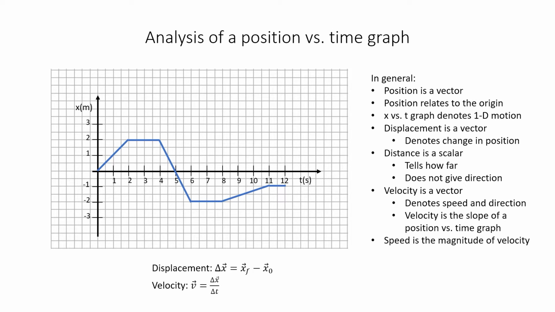Velocity is a vector that denotes speed and direction. And here we're seeing that velocity is the slope of a position versus time graph. And speed, remember, is just the magnitude of the velocity.